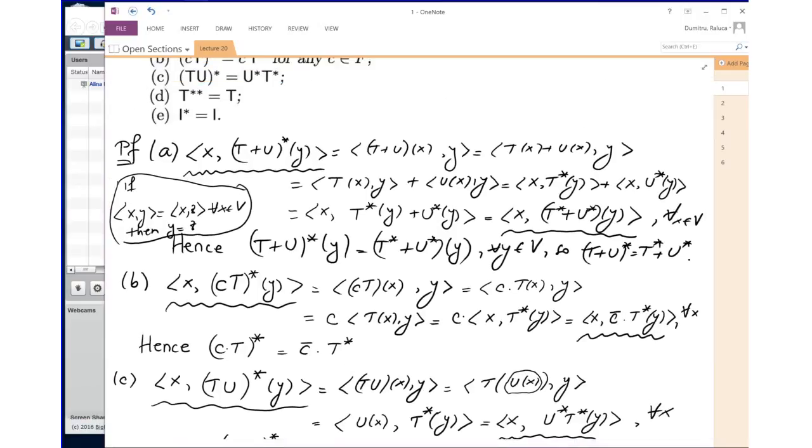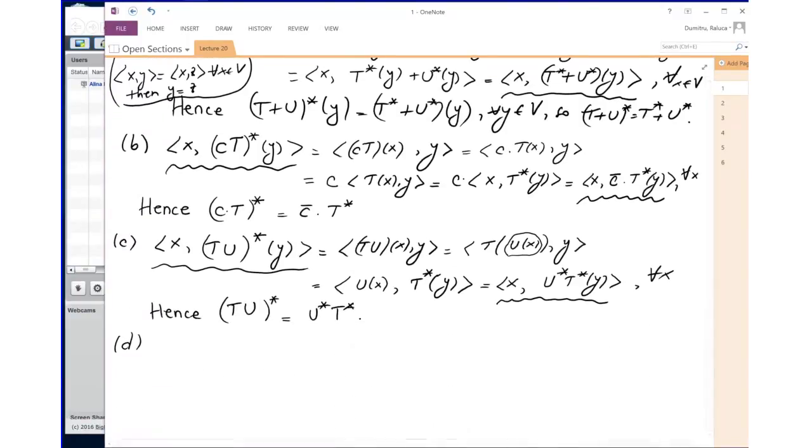D says, again, something natural: double adjoint should give you back the original operator. It makes sense if you think about matrices, right? Because if you take a matrix, take the adjoint, you do it again, transpose, conjugate twice, they would cancel out. So let's see how it holds for operators.